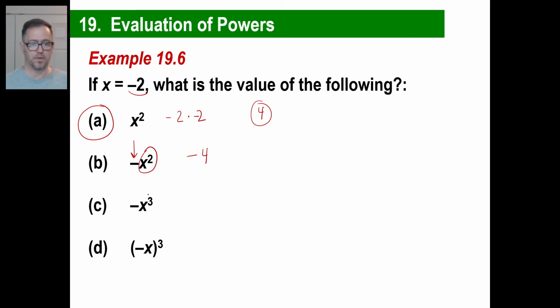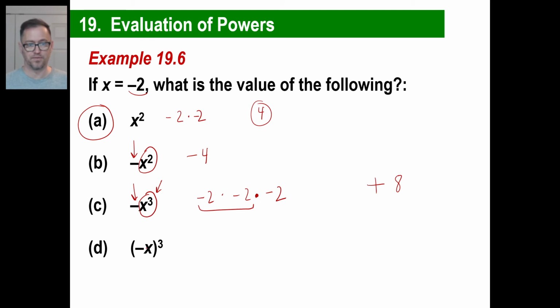All right, here's another one. The opposite of x cubed. And again, let's take care of this first. All right, well, let's go -2 times -2 times -2. Well, we know this part is 4. 4 times -2 is -8. So that's this part circled. Now they're asking us, what is the opposite of this answer? And the opposite of -8 is +8. And that's it.